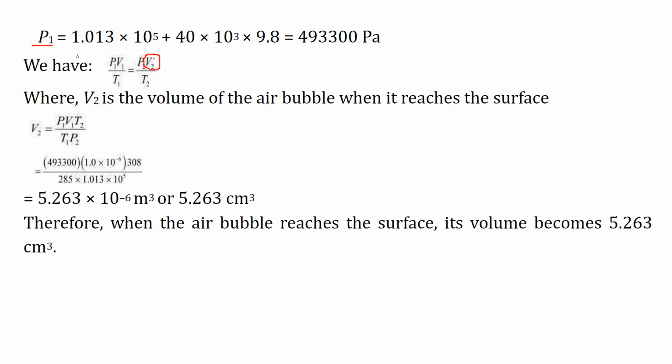Just take V2 on the one side, others on the right hand side. All these values we have just found out. Put this value, you get 5.263 centimeter cube, because it came in meter cube. We'll convert it into centimeter cube. So the air bubble reaches the surface, its volume increases by 5.263. It becomes 5.263 centimeter cube.